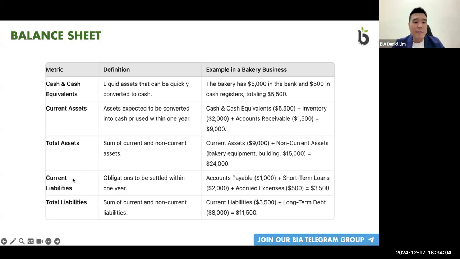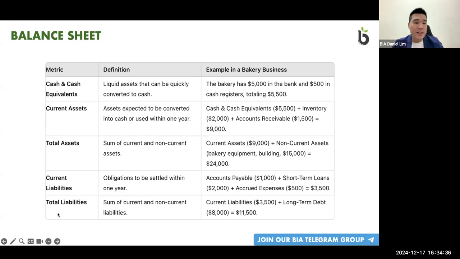Current liabilities is the opposite of current assets. It means debts or obligations that you need to pay off within 1 year. So that's what current liabilities is. Let's say, for example, in the bakery business, accounts payable, that means the things that you need to pay to your supplier, within 1 year, I need to pay 1,000. And let's say I have a short-term loan, less than 1 year, I need to clear off, it's around 2,000. And of course, any other expenses that I need to clear off is 500. So in total, my current liabilities is 3,500.